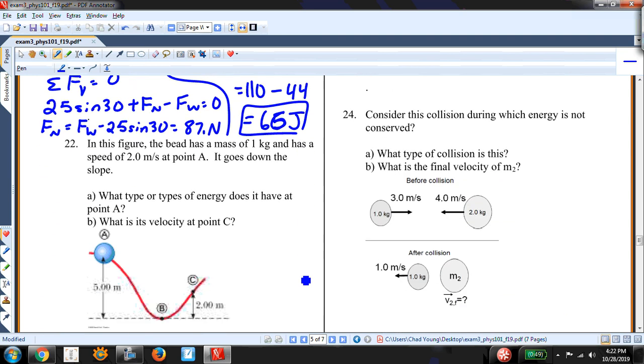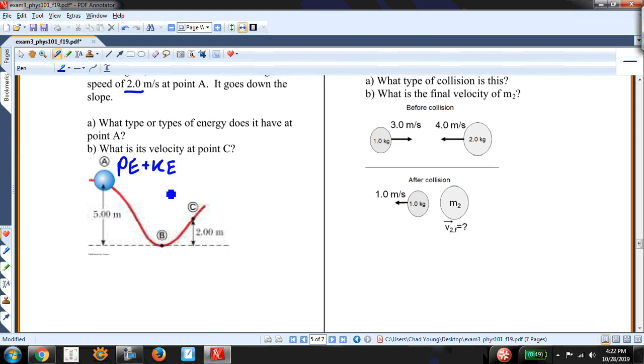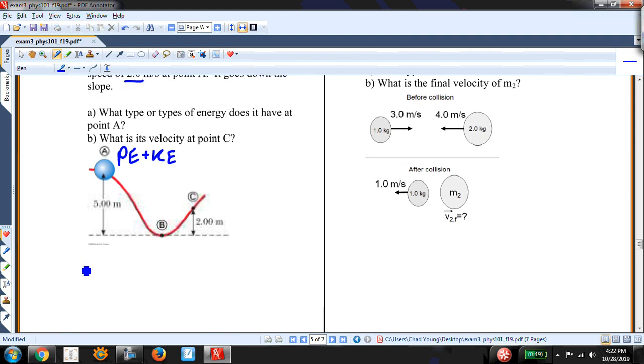All right, in this figure, the bead has a mass of 1 kilogram. It has a speed of 2 meters per second at point A, goes down the slope. What types of energy does it have at point A? Well, I know it has potential energy, but because it also has a speed at point A, it also has kinetic energy. So at point A, it has both. And then what is its velocity at point C? At point C, it also has both.